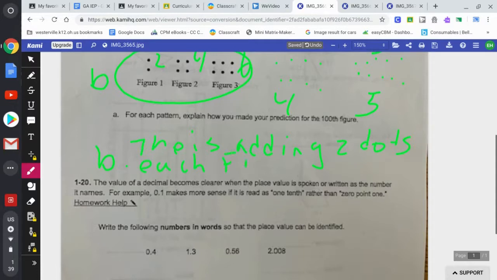Now that's one part of the question. I'm going to have to make a prediction for the 100th figure. A prediction is just a guess. My favorite word is guesstimate. So I could say there will be 200 dots in the 100th figure. Because, and I will quit writing, since there's 2 dots in figure 1, I would multiply that by 100 to get 200 dots.